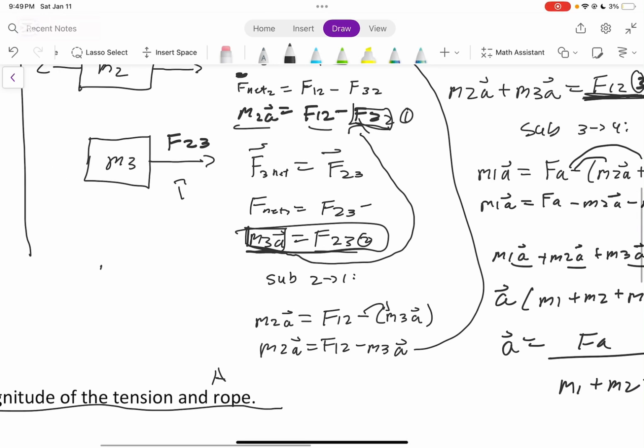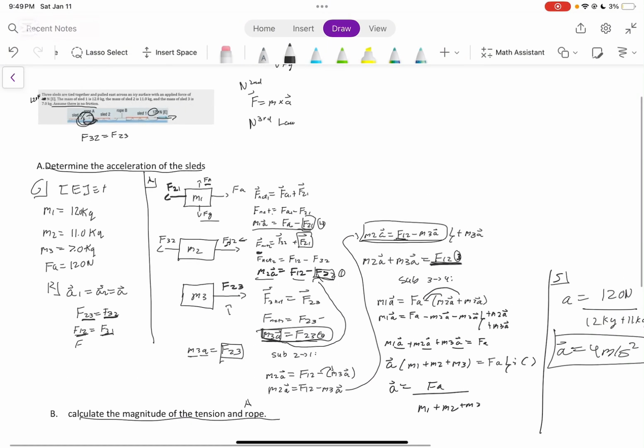M3A is equal to the force of 2 on 3. Well, now we just plug in our acceleration, multiply that with the mass, and we got the tension in that rope. But that's all for this video.